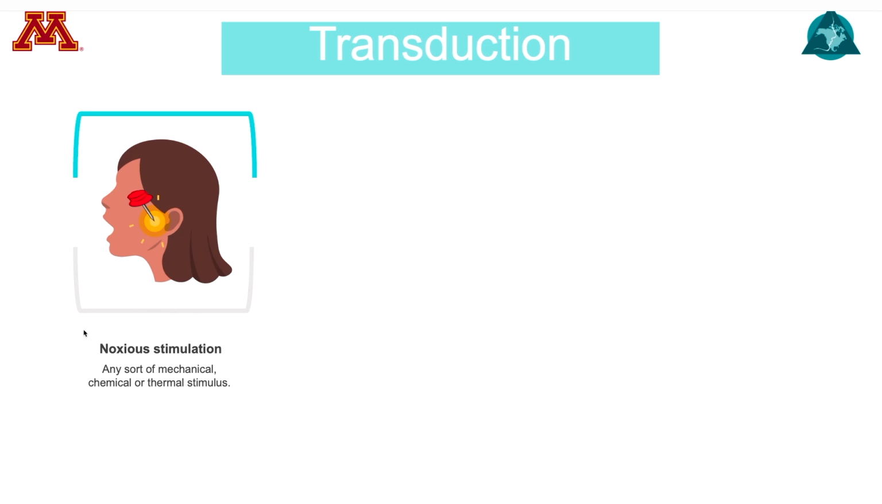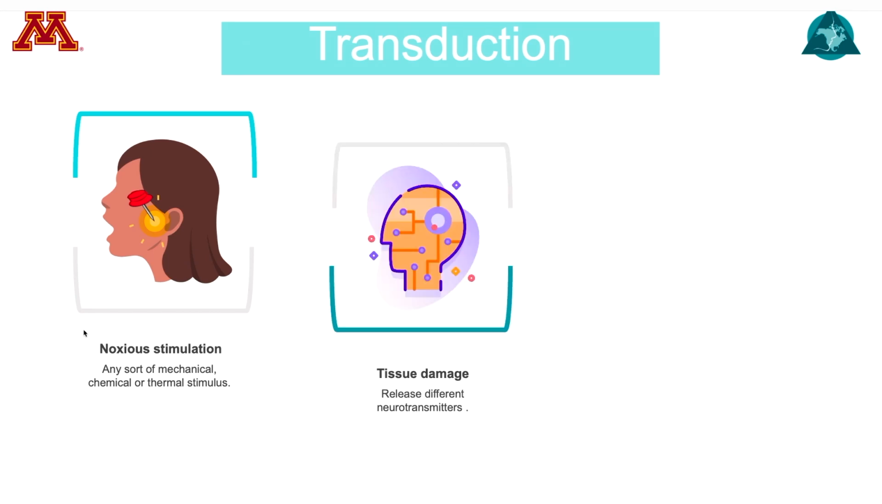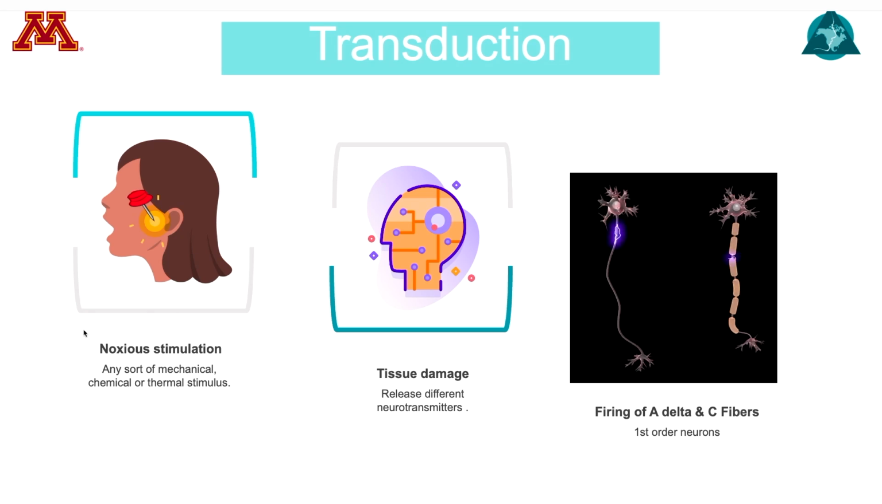So if any individual is having a noxious stimulation, which is any type of stimulation, mechanical, chemical, thermal, there will be some tissue damage, which will lead to release of different neurotransmitters, leading to the firing of A delta and C fibers.